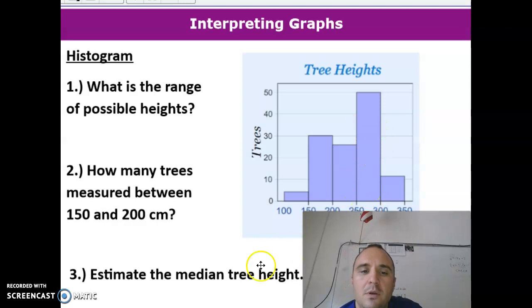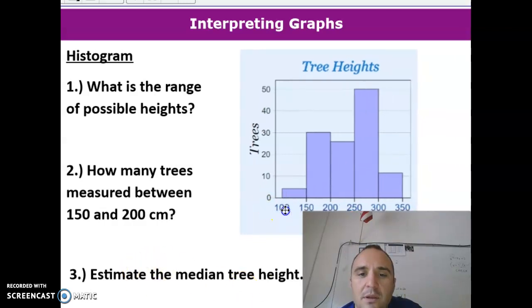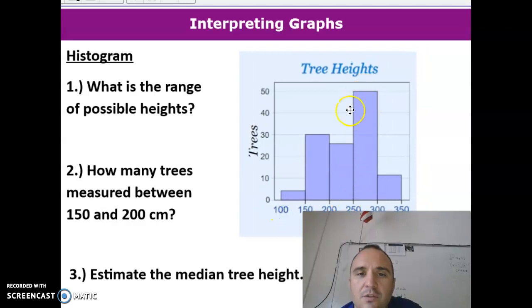So for this example, I would say the number in the middle would be in the 250s.